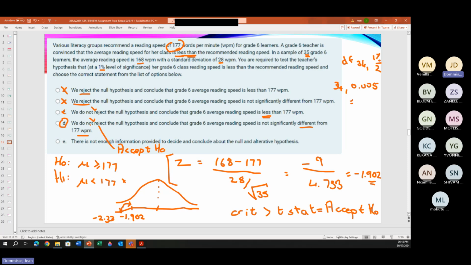Okay, so that is how we will look at this one. If we rejected the null hypothesis, so if we said, okay, we reject the null hypothesis and accept the alternative, then the wording would have been, we reject the null hypothesis, and we can conclude that the class reading speed is less than 177. Okay, so that would have been option 1.